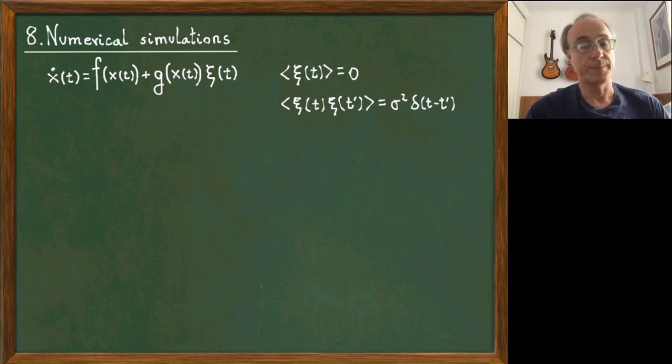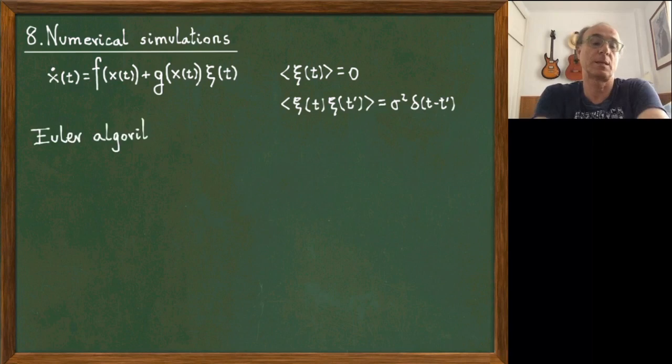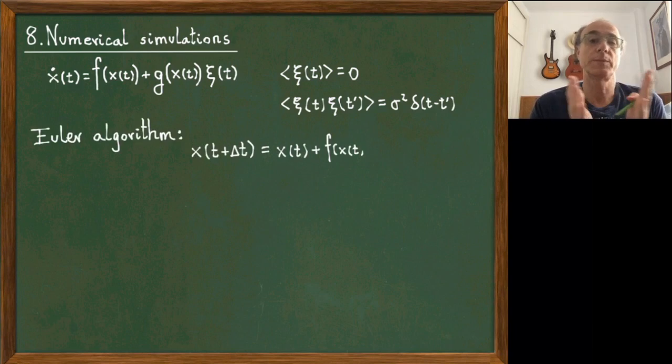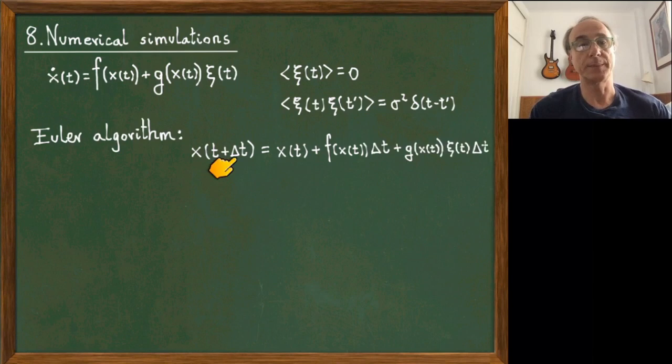Well, the simplest and most naive algorithm is the Euler algorithm. The Euler algorithm is the one that we use for ordinary differential equations, and consists of updating the value of x using the differential equation. So we have the previous value, we discretize time, of course, and then we have the force evaluated in x of t times delta t, and the stochastic force evaluated at time t times delta t.